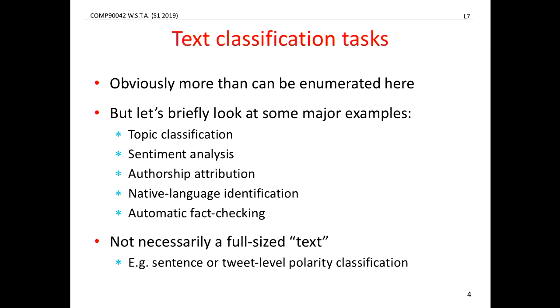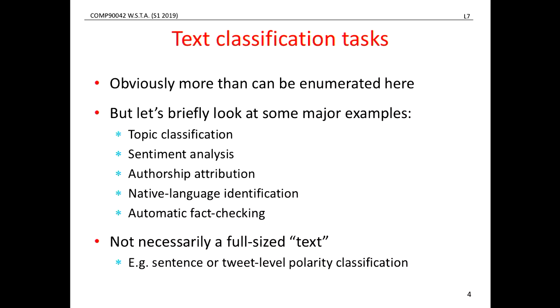Authorship attribution is another interesting one. So sort of getting more towards the forensic side. If we have a document, we don't know who authored it, can we associate that with a specific author automatically? And what are the telltale signs that allow us to do that?